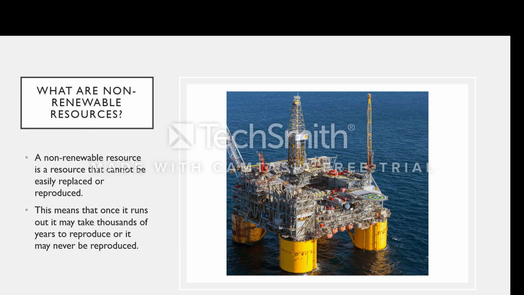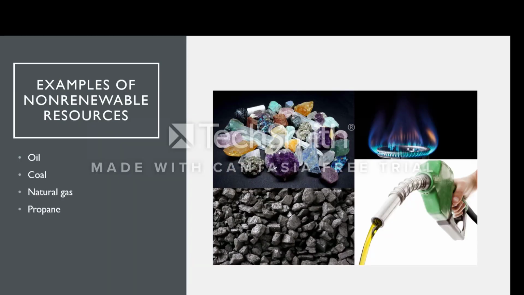Non-renewable resources are resources that cannot be easily replaced or reproduced. This means that once they run out, it may take thousands of years to reproduce them, or they may never be reproduced. Here's an example of an oil rig, since oil is something that cannot be replaced once it's all used up. Some examples of non-renewable resources are oil, coal, natural gas, and propane.